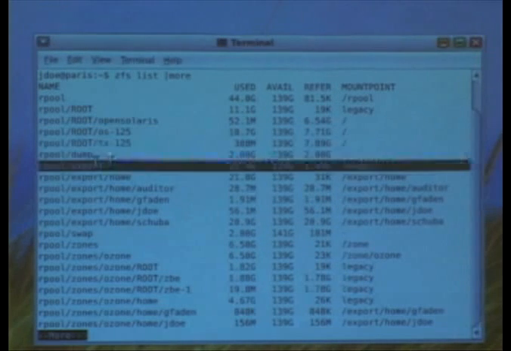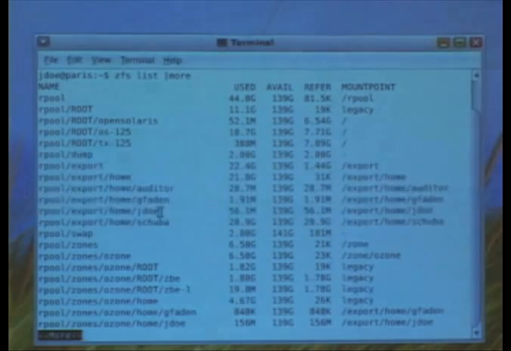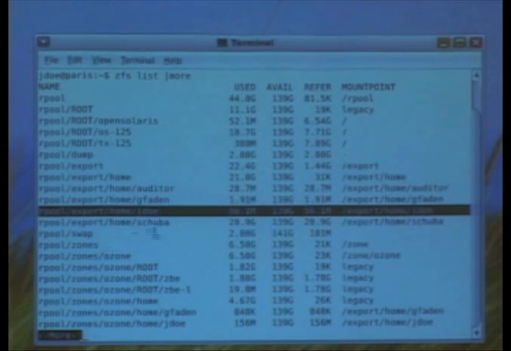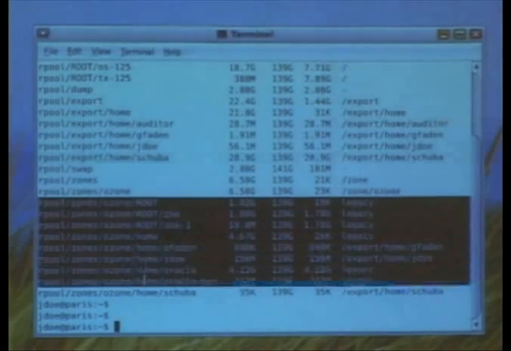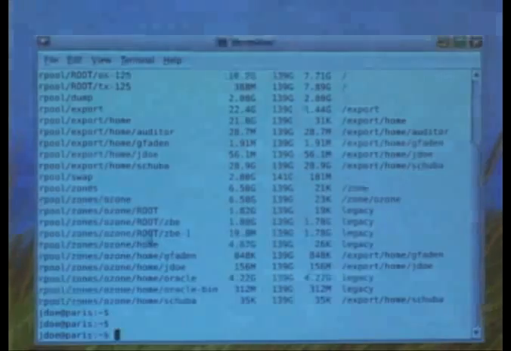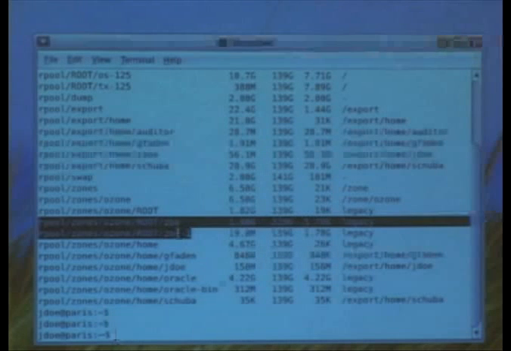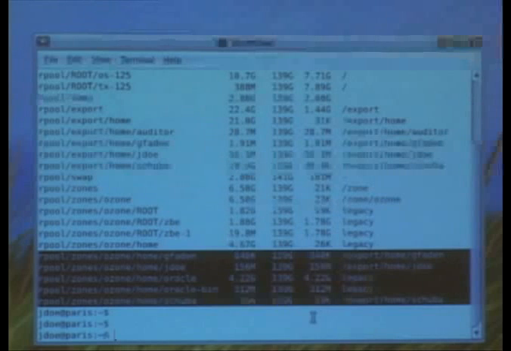Then underneath that, the export home file systems for auditor. This is the role we will assume to actually execute the introspection and look at auditing output. Then G. Faden, Schuba, and J-Do, our demo user. And finally, the various different file systems that belong to the non-global zone. So first, the boot environments for the non-global zone, and then the various different home directories that we need, for the users and for the role and for the read-only loopback mount.